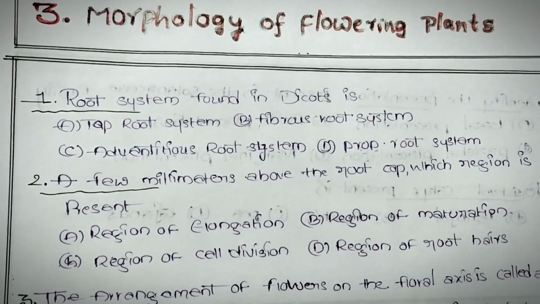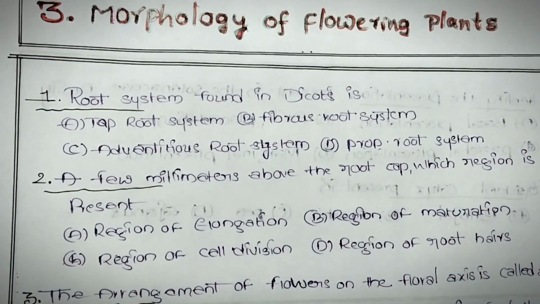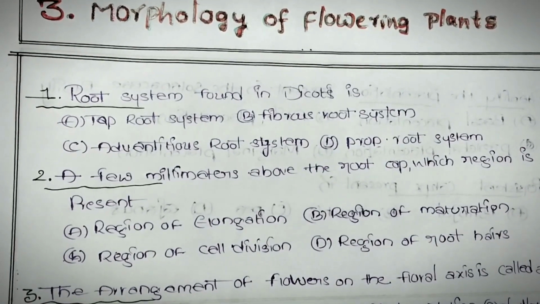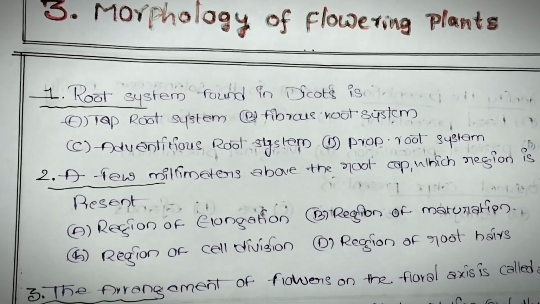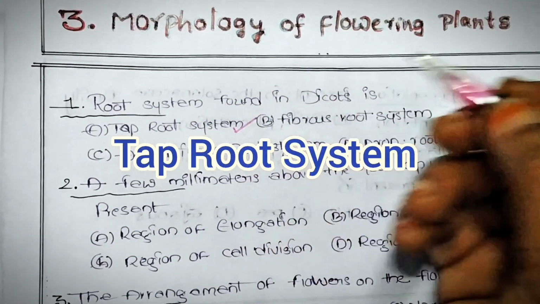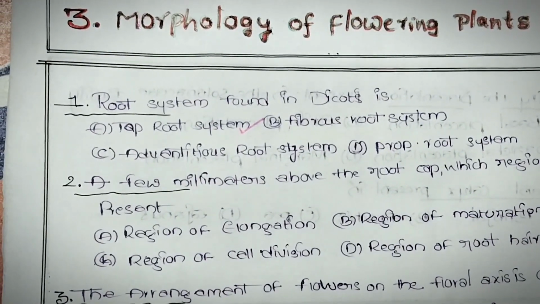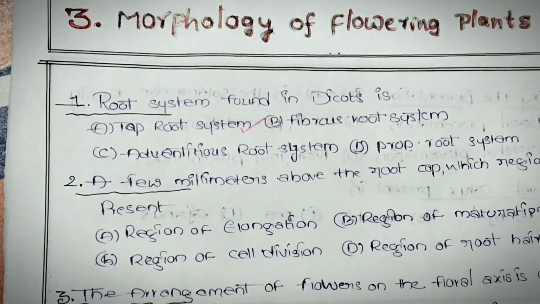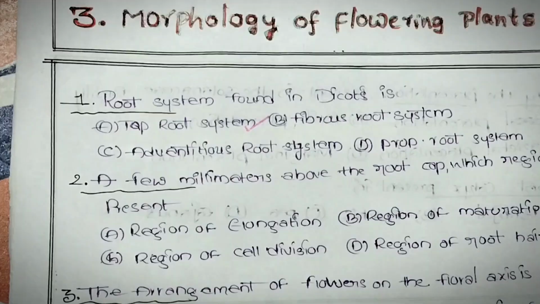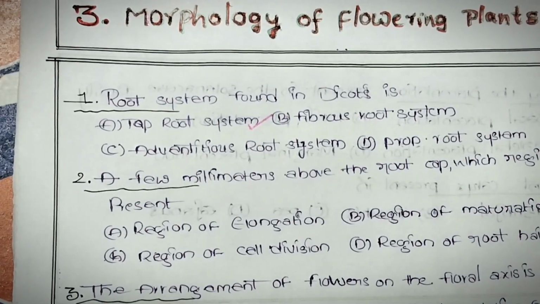Root system found in dicots is, options are taproot system, fibrous root system, adventitious root system, prop root system. For this, the correct answer is taproot system. So in dicots, taproot system is present where the primary root bears lateral roots and they contain secondary and tertiary branches. So it is called as taproot system, that is found in dicots.